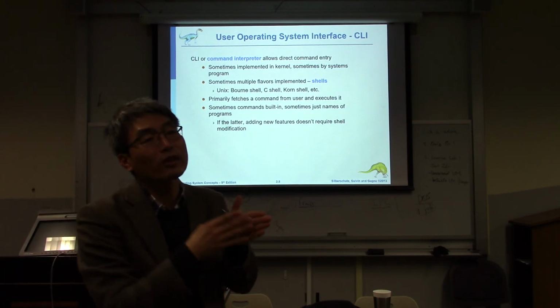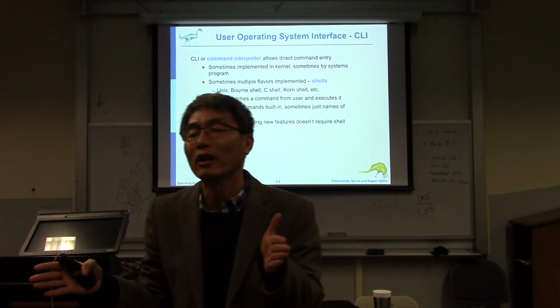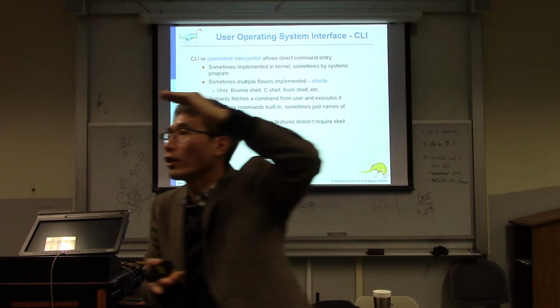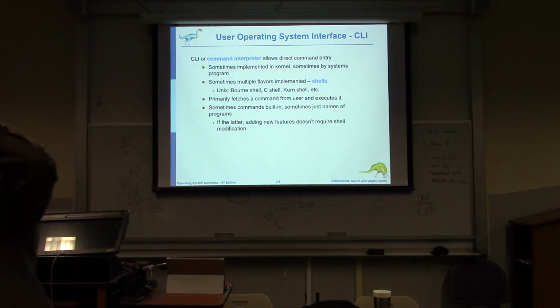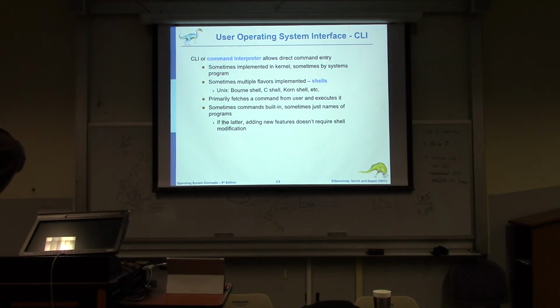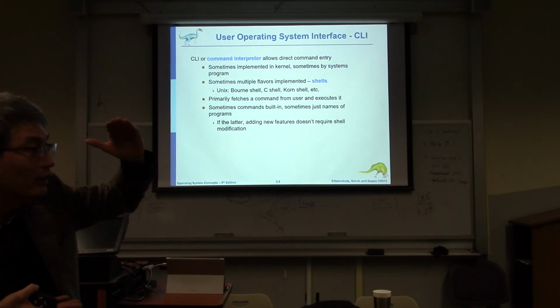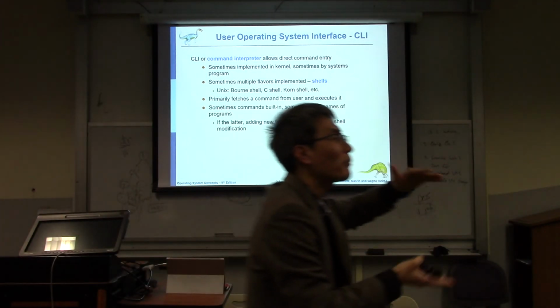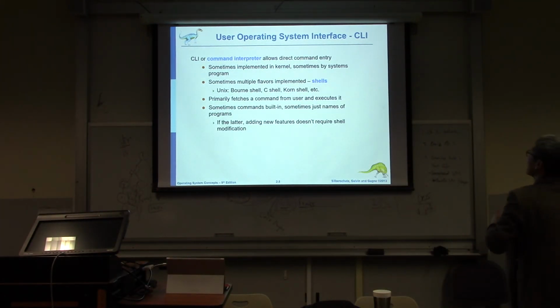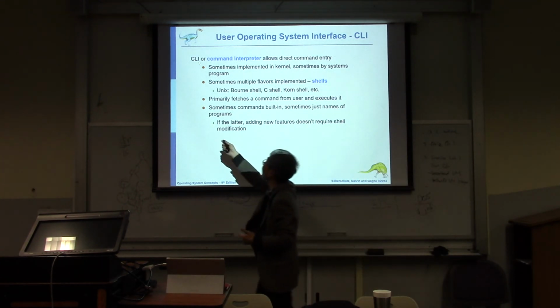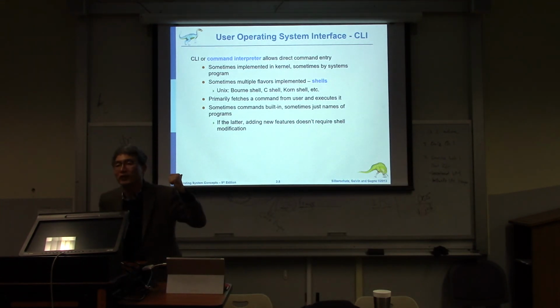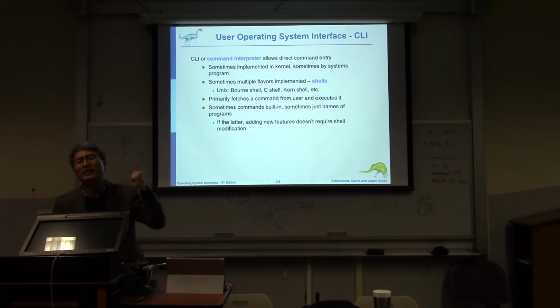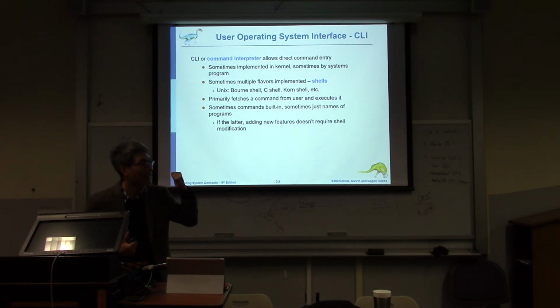Then the interpreter is a kind of compiler, but the compiler actually compiles the entire source program. But the interpreter compiles line by line, command by command. So it's a kind of compiler. So the command line interface is actually such an interpreter. That is the reason CMD is not a command line interface. Okay, that's the difference.